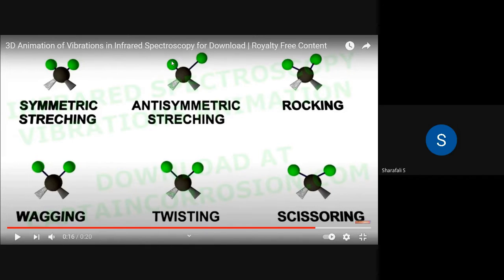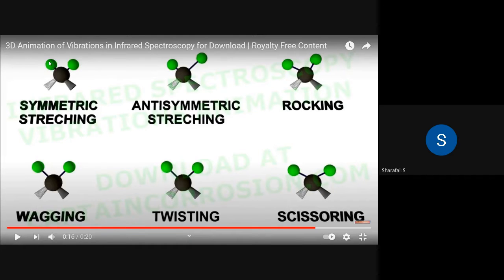And when this particular bond is stretching, the next one will be compressing. So it is called anti-symmetric stretching. This one is called symmetric stretching because both will have the same kind of mode. If this bond is going to stretch, that stretching mode, this one also will be in the stretching mode.